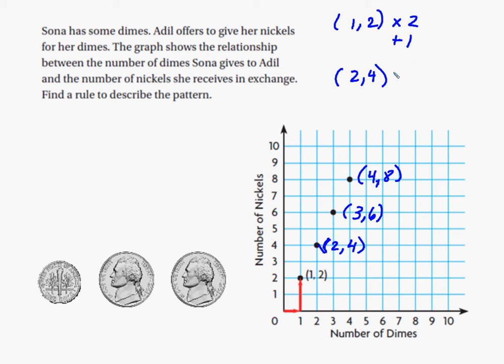2 times 2 is 4, so that works. 2 plus 1 is 3. So that doesn't match this ordered pair, so it's not going to be plus 1. My pattern is times 2.